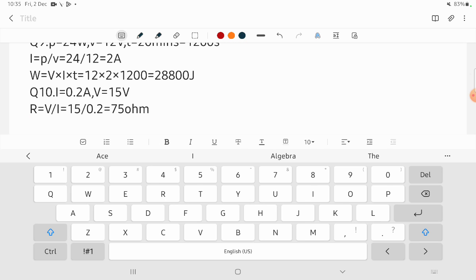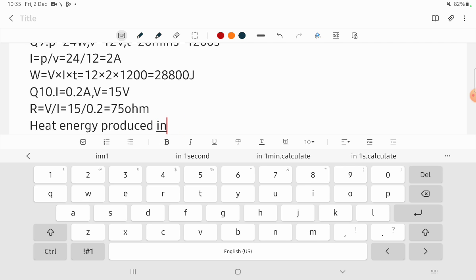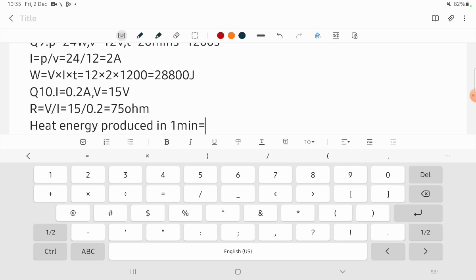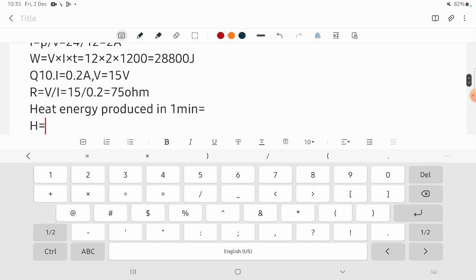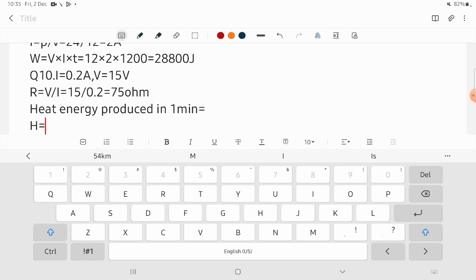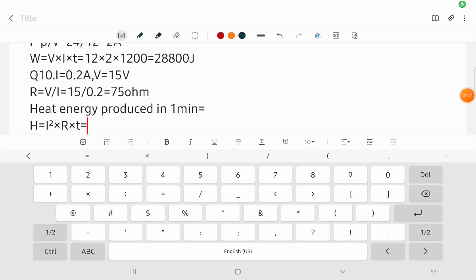Next, heat energy produced in 1 minute. That is equal to, you can use the formula H equal to I square RT, because I given, R given, T given. So you can easily use the formula.